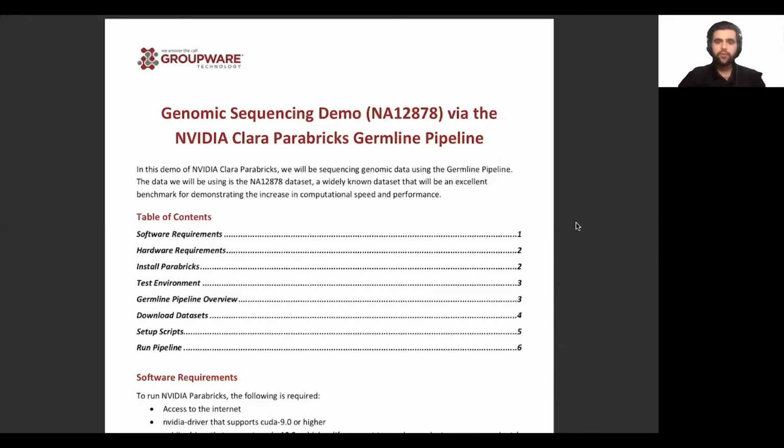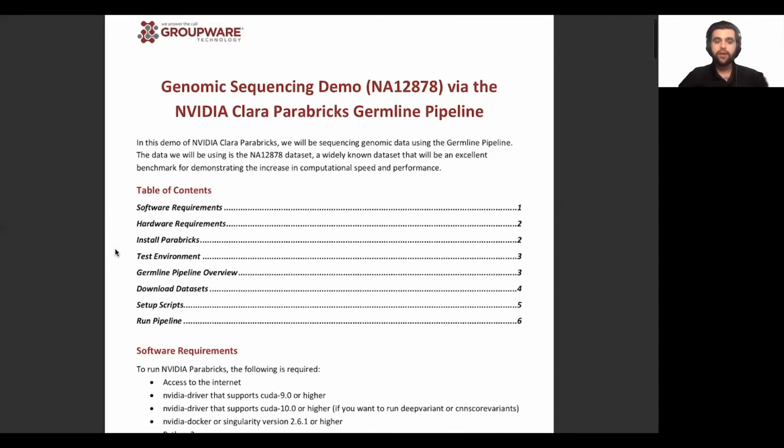So we've gone ahead and written up a document outlining this whole process. It goes over software requirements, hardware requirements, the installation process, testing your environment, a little bit about the Germline pipeline itself, including inputs and outputs, downloading the dataset, setting up your scripts, and then finally running the pipeline. And this video is going to be basically going over this document and showing you what that might look like.